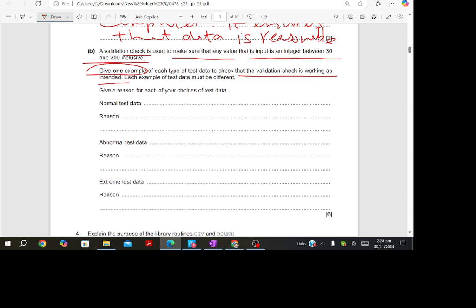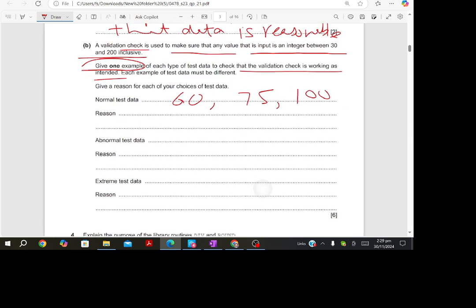First of all, normal. Every value entered between 30 and 200 inclusive is normal, which means normal test data will include any value within this range. For example, I write 60. 60 is an accurate example. 75, this is an example. 100. So any value between 30 and 200 is referred to as normal test data. What is the reason? The data is within the required range. These values will be accepted by the system.